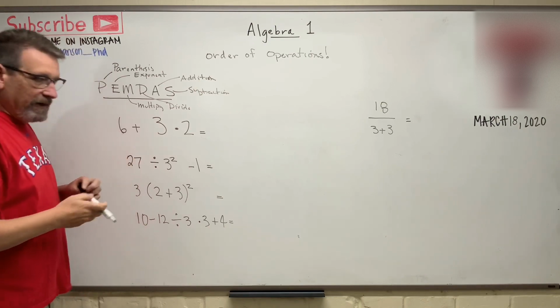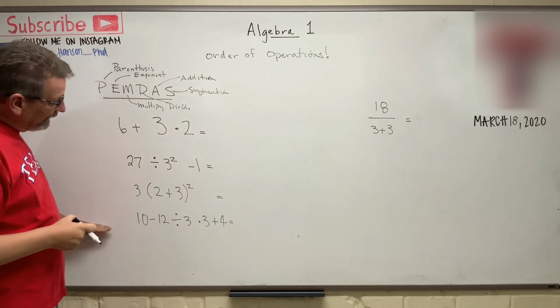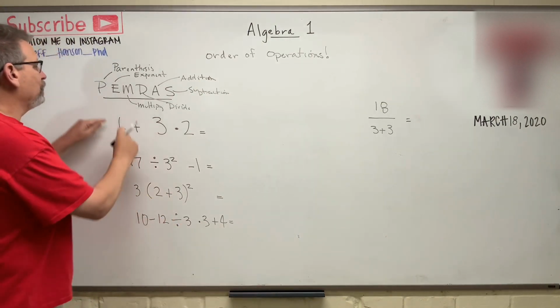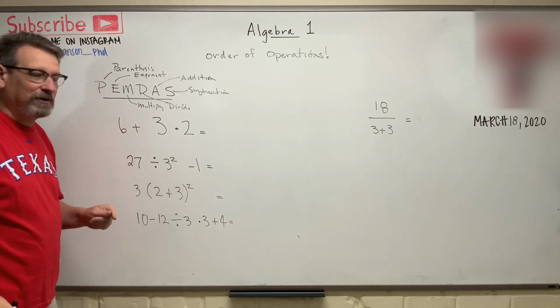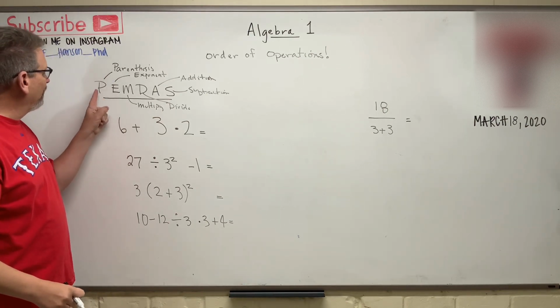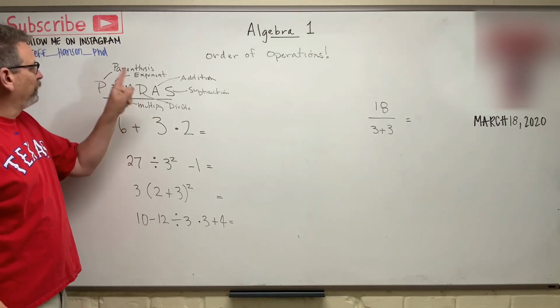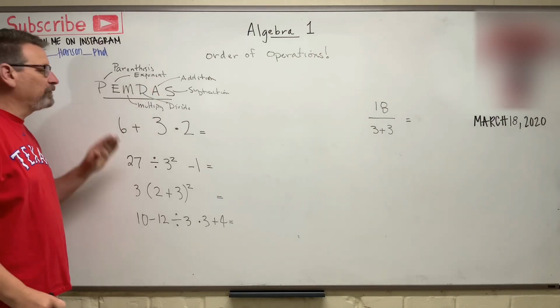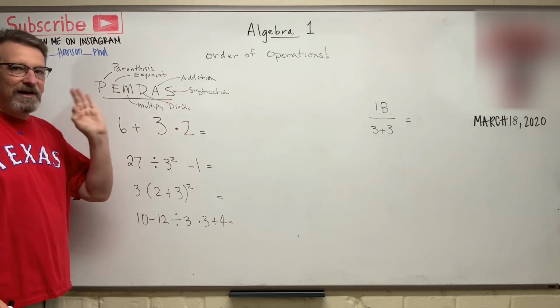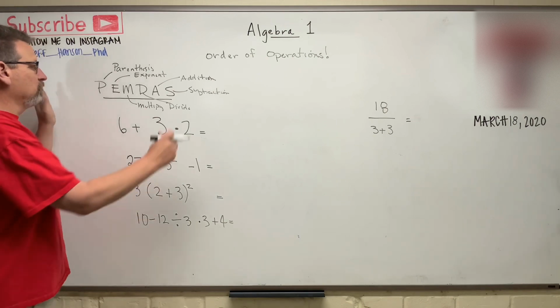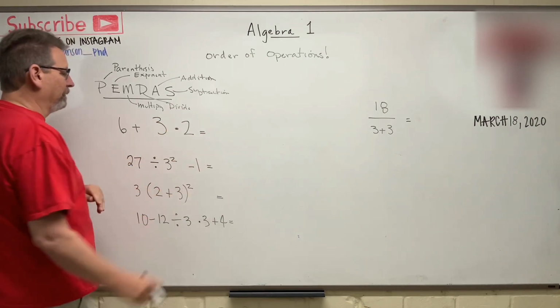So, anytime you have a problem that's written in a linear form like that, you need to follow PEMDAS, okay? And this is the order. You do that first, that second, that third, that fourth, that fifth, that sixth. If you do it in this order, you'll never get it wrong. Let's see if we can use PEMDAS to solve these problems, okay?